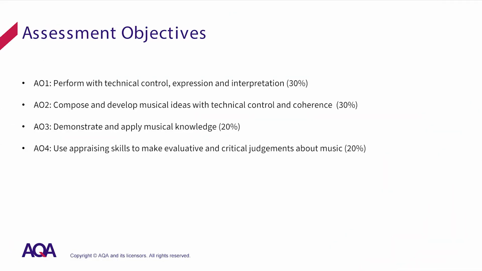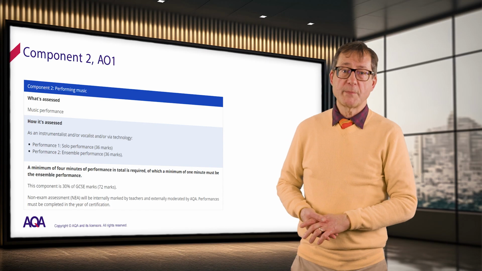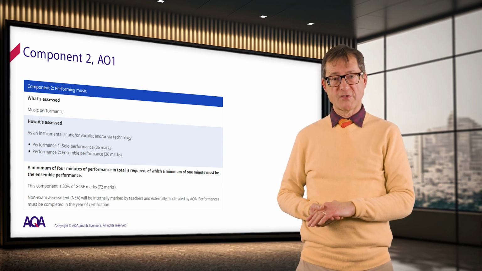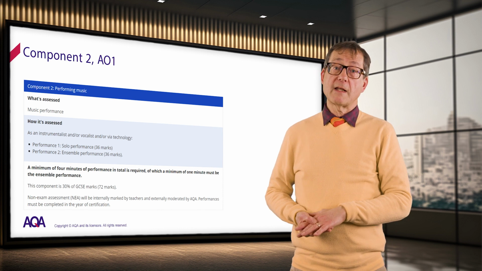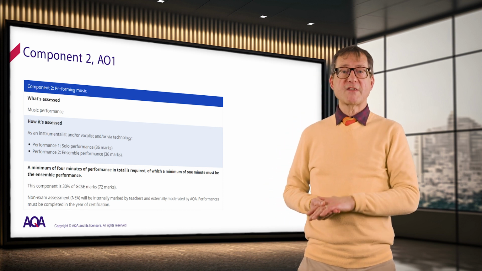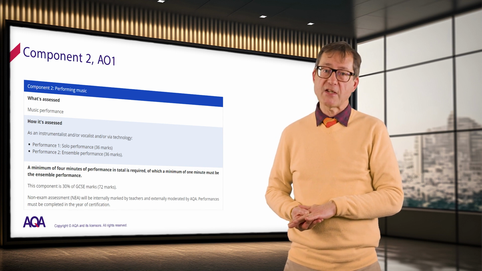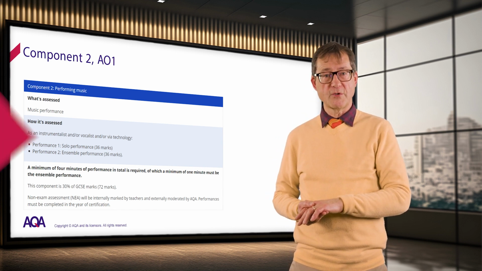AO3 and AO4 are assessed through the listening examination 8271W. This paper is examined and is marked by expert markers. To begin with, we'll discuss Component 2, which assesses students' performance skills. Again, as we saw with A-level performance, this is what attracts most students to the qualification, and its assessment is essential for a valid qualification in music.